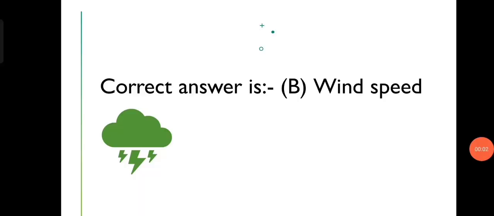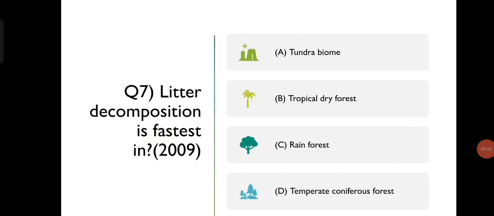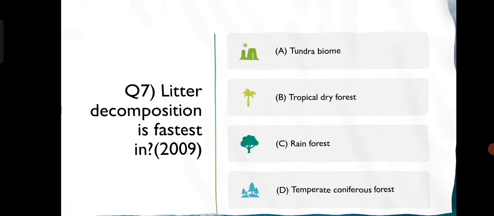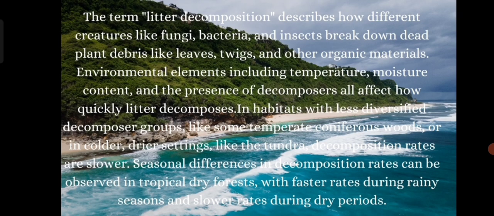Now moving on to the next question. Here our next question is: litter decomposition is fastest in. Again we are having 4 options and we have to find out the correct one. At first let us discuss about litter decomposition. Litter decomposition refers to the breakdown of dead plant material such as leaves, twigs and other organic matter by various organisms like fungi, bacteria and insects.